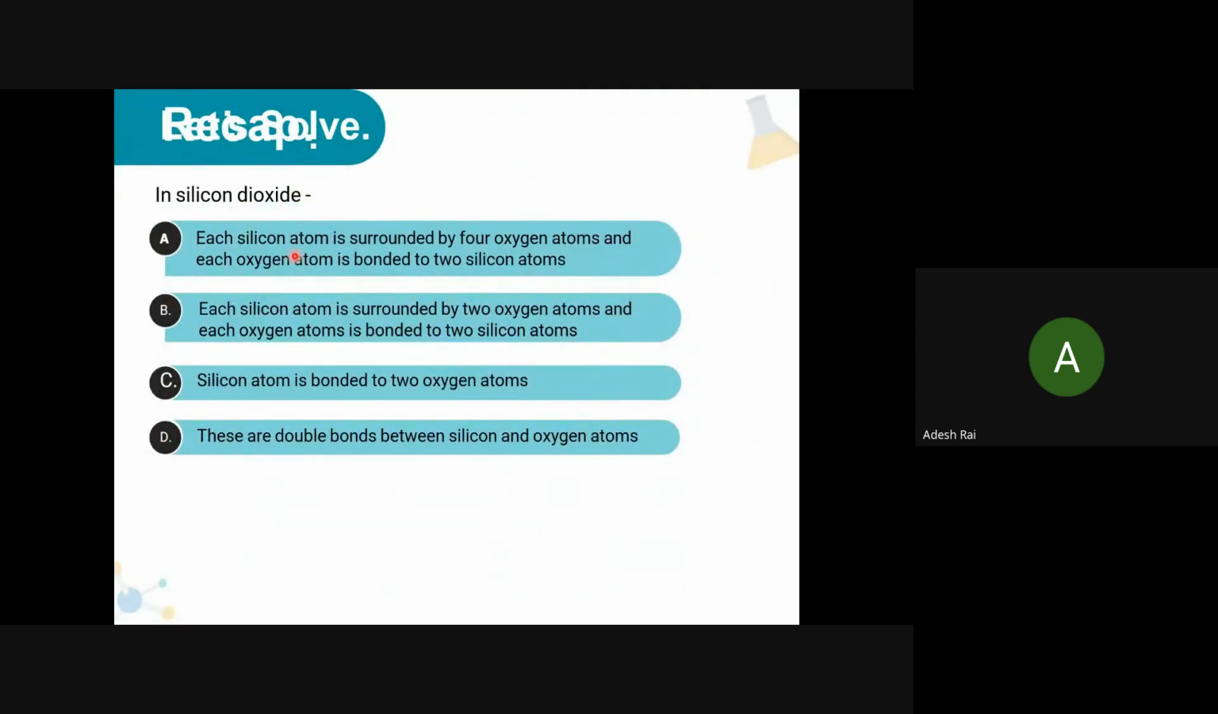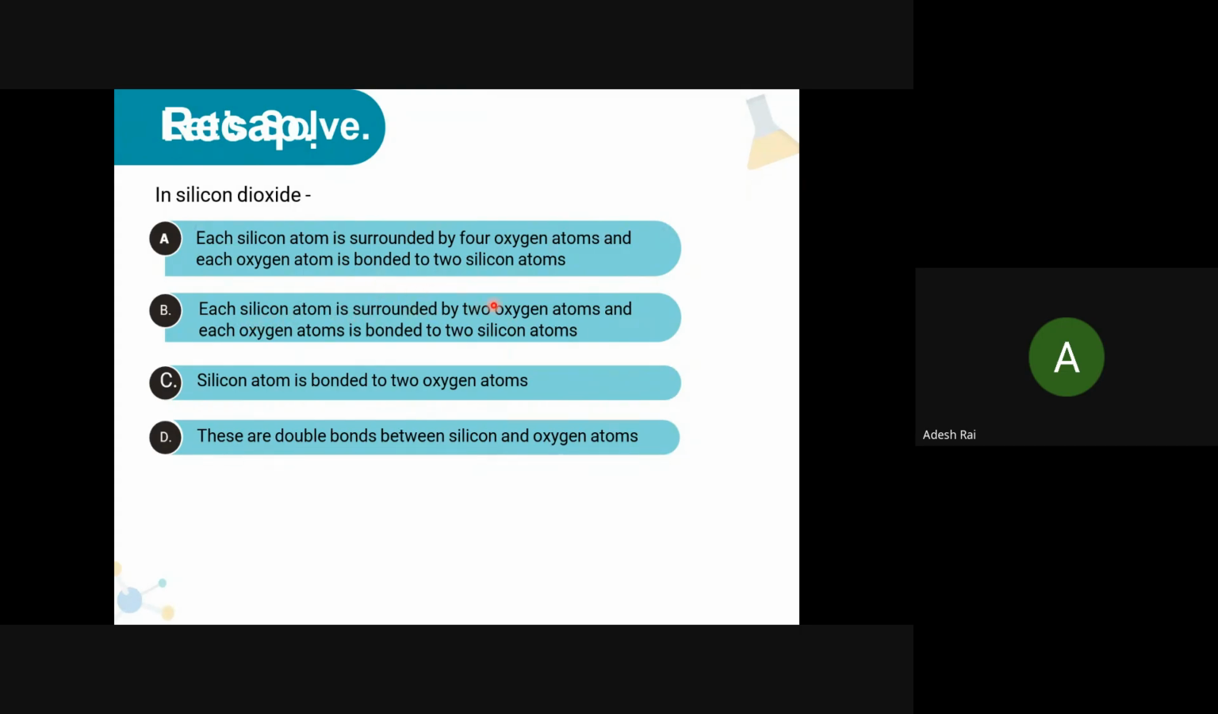In silicon dioxide, each silicon atom is surrounded by four oxygen atoms, and each oxygen atom is bonded to two silicon atoms. Correct or incorrect? Correct. First point is correct or incorrect. Correct. Each silicon atom is surrounded by four oxygen atoms. This is correct only. And each oxygen atom is bonded to two silicon atoms. This is also correct. So it means the first option is correct or not? Yes, it is. Check for second option.